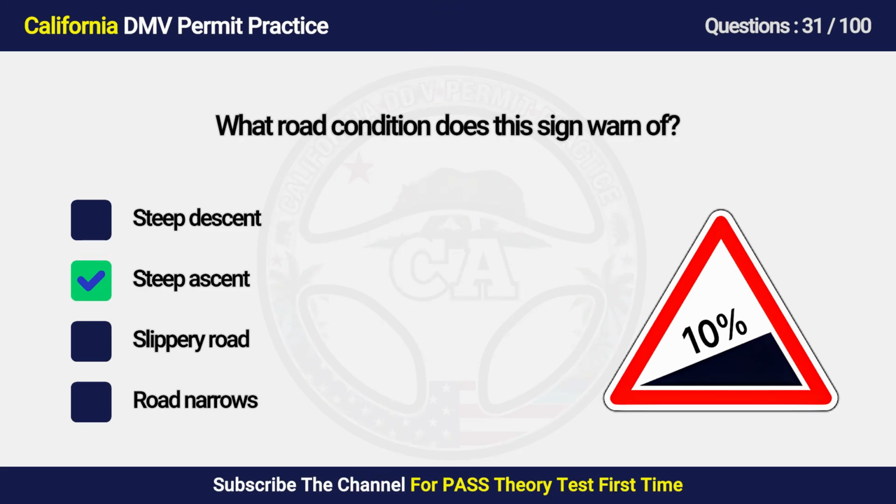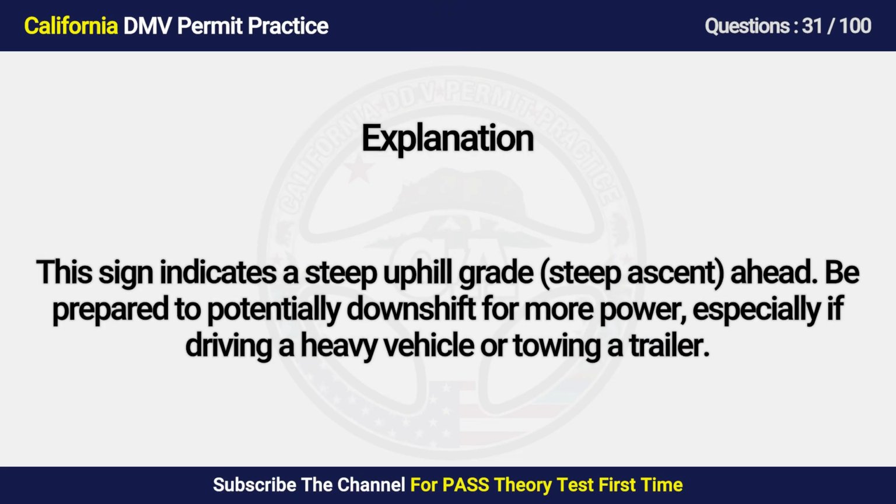Answer is B. Steep ascent. This sign indicates a steep uphill grade ahead. Be prepared to potentially downshift for more power, especially if driving a heavy vehicle or towing a trailer.